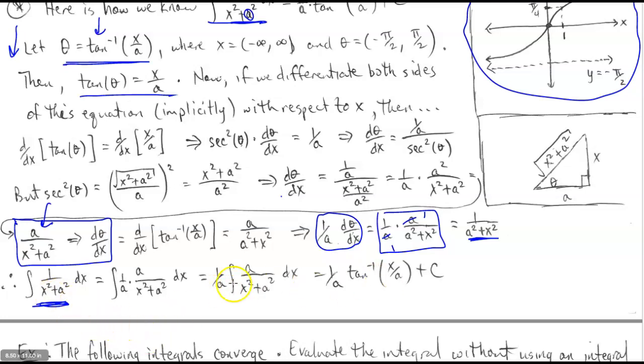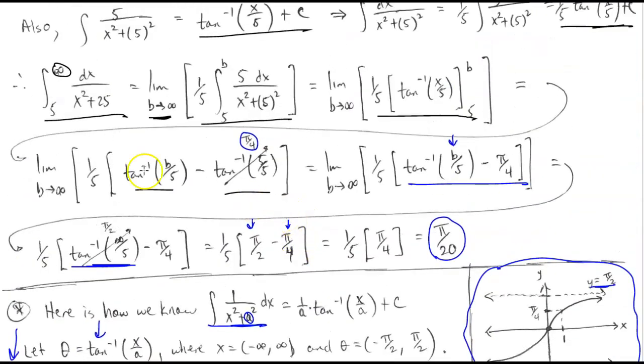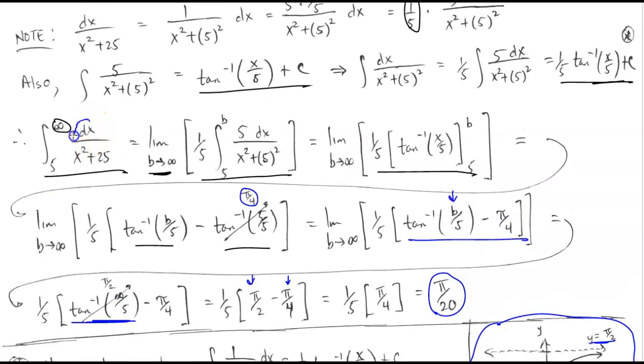And so this lets me know, because of this result, that the antiderivative of 1 over a squared plus x squared, which is the same as 1 over x squared plus a squared, is just going to be 1 over a times tangent inverse of x divided by a plus some constant. Okay, so that was just some background info, just in case you were not familiar with how to take the antiderivative of what you saw there. All right, so let's move to the next example.